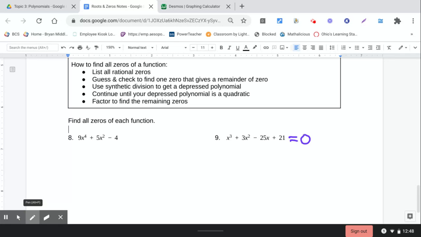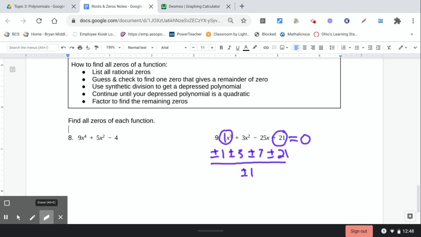So first, we're going to list all of the possible rational zeros. We're going to list the factors of 21, which are 1, 3, 7, and 21. Then we have to divide those by the factors of our leading coefficient, which is just 1. So all of those divided by 1 didn't really change anything, so we don't have to worry about that. So these are possible zeros.